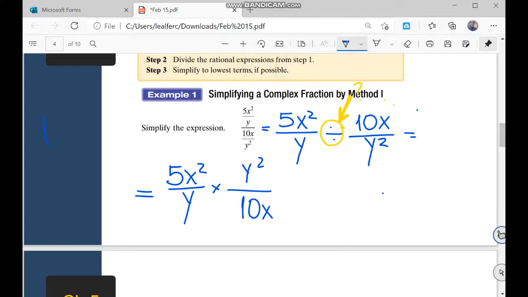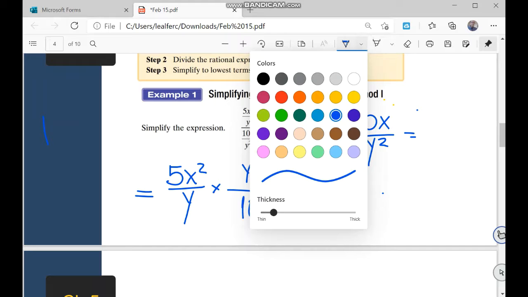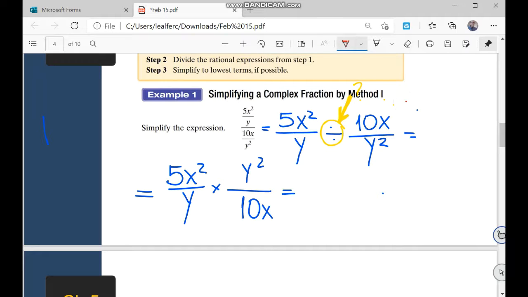So the method number 1, what you're gonna do is just apply the thing that you already know: a division of fractions that you're gonna change into a multiplication. You're gonna change the symbol into a multiplication. You're gonna flip the second fraction. Now you just need to simplify.